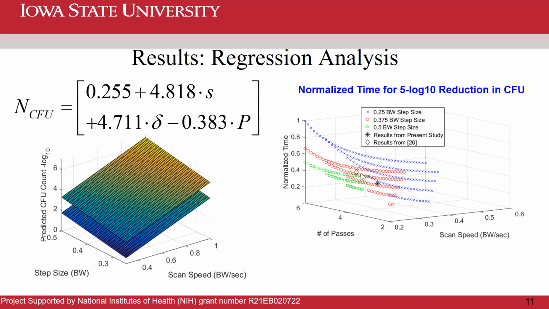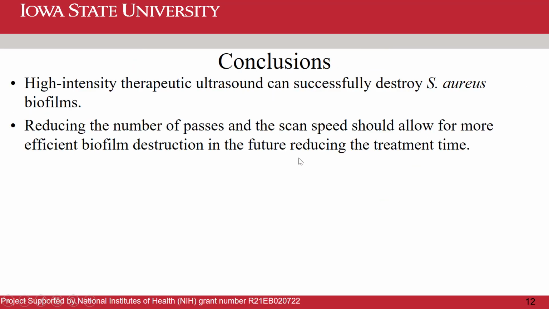And so in the future, we're going to want to move to a system that has fewer passes. Basically, one pass should be best. And we also want to move to the case where we have a very small or slow scan speed. That will give us the best in terms of time and treatment efficacy. So, high-intensity therapeutic ultrasound can successfully destroy Staph aureus biofilms. Reducing the number of passes and scan speeds should allow for more efficient biofilm destruction in the future, reducing the treatment times, and that's the direction in which we're headed now with our research.